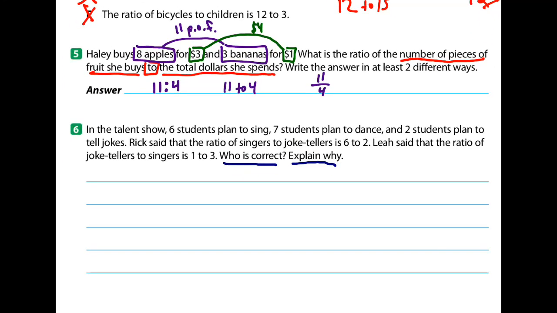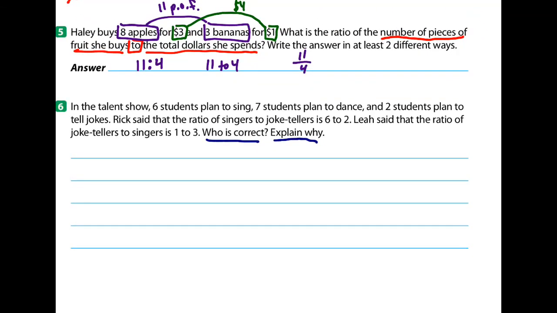All right, last one, number 6. In a talent show, 6 students plan to sing, 7 students plan to dance, and 2 students plan to tell jokes. Rick said that the ratio of singers to joke tellers is 6 to 2. Leah said that the ratio of joke tellers to singers is 1 to 3. Who is correct? Explain why. So let's talk about this one first. Let's see what Rick says.